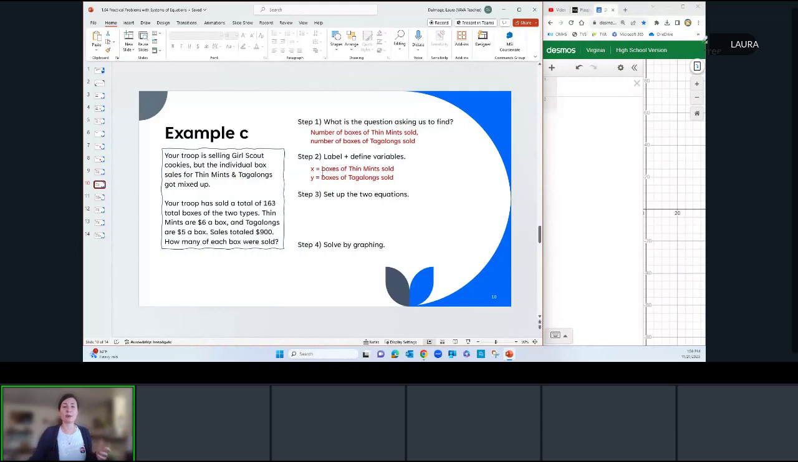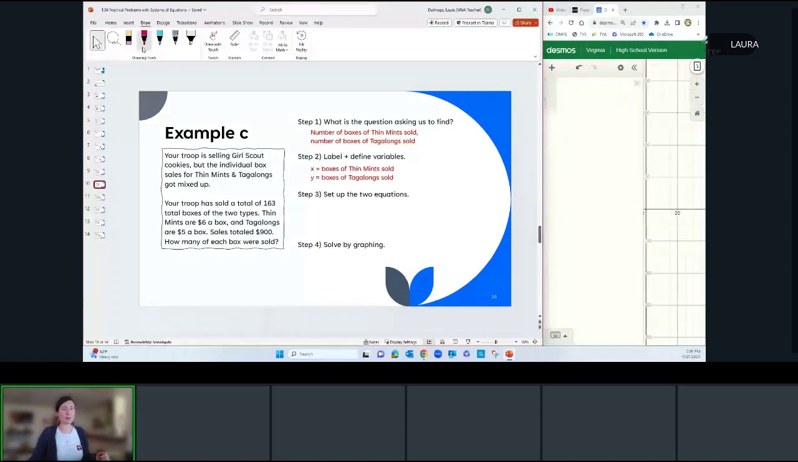Take a look at the information that's given to us in this problem. We see that word total was accidentally used 2 times, but we have a total of 163 boxes of the two types of cookies. That means when we add our boxes of Thin Mints and our boxes of Tagalongs, it totals 163. Do you know what that equation would be?